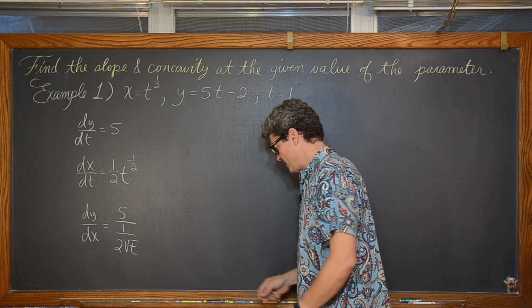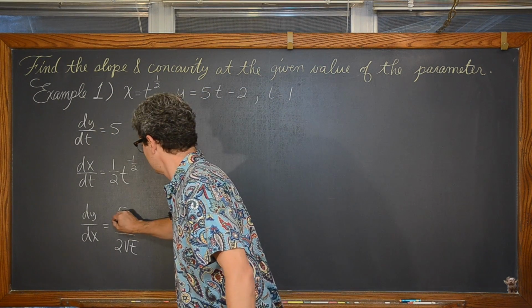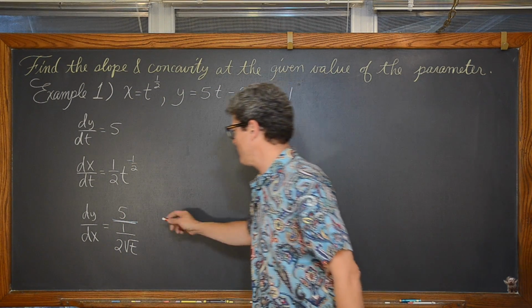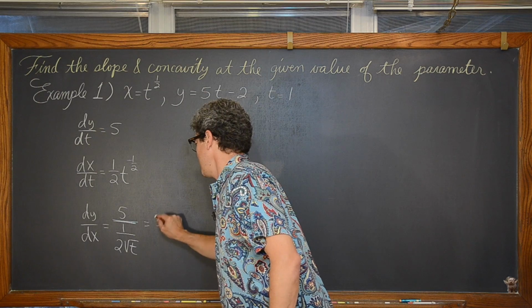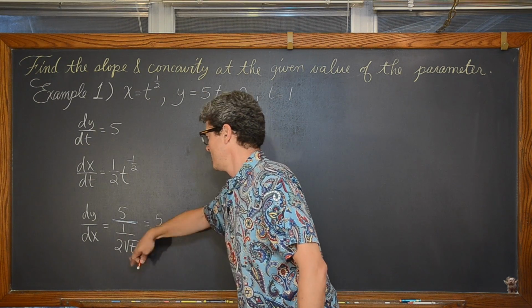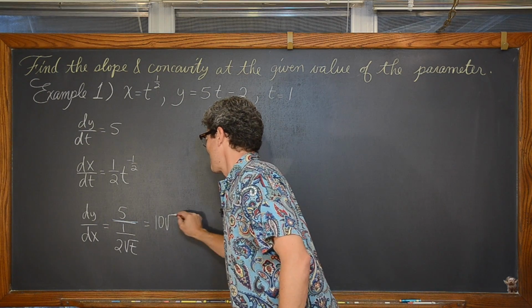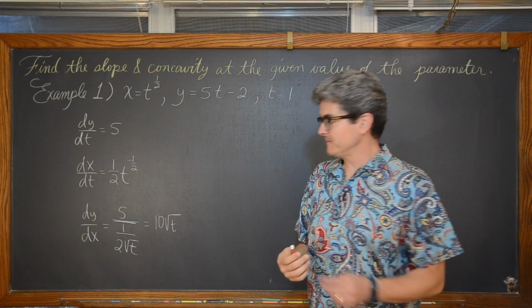And with this being our main fraction bar, we're going to bring that fraction in the denominator up, multiply by the reciprocal, and we have 5 times 2, which is 10, square root of t. So there's our first derivative.